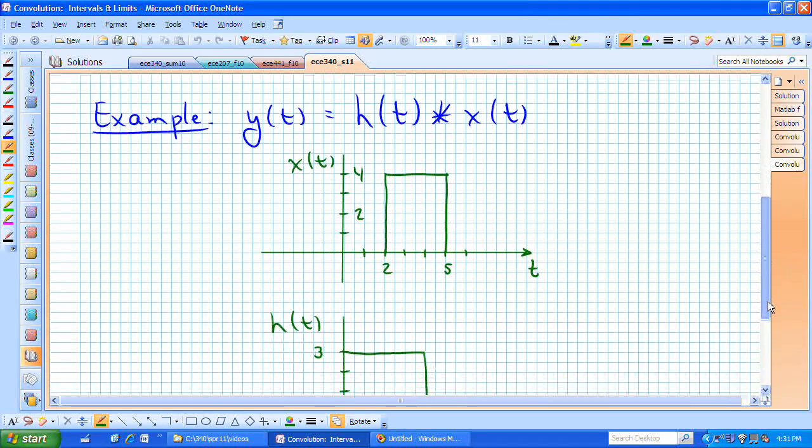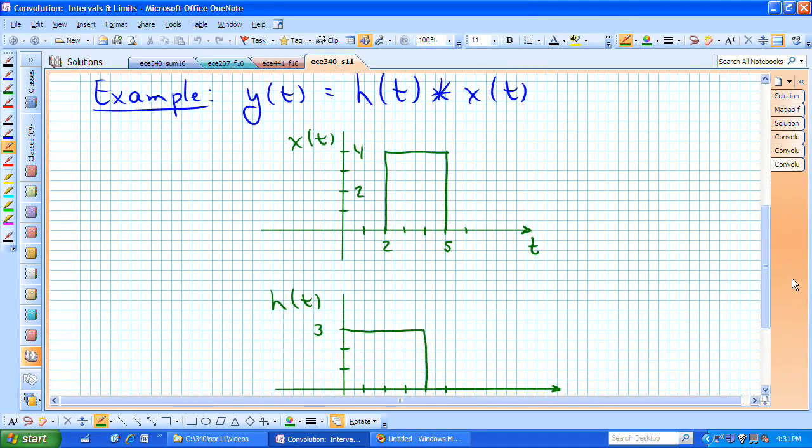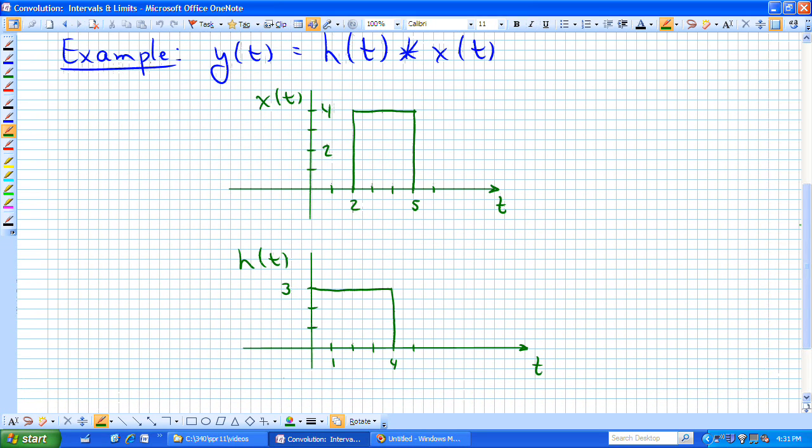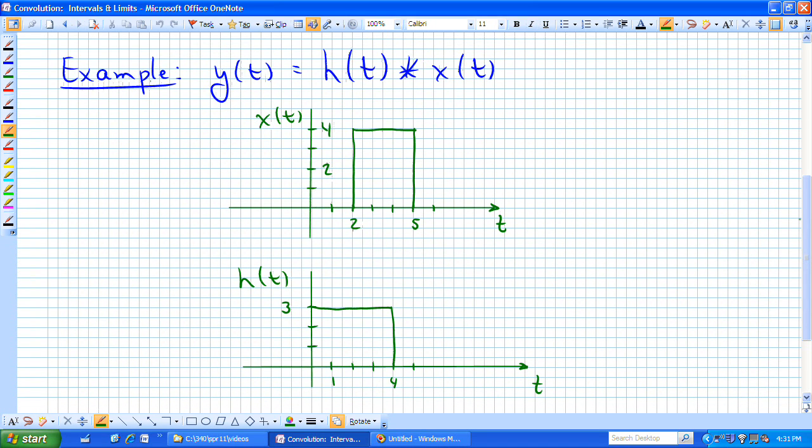Let's look at an example. Here's a particular set of functions. X of t, you could view that as the input. H of t would be the impulse response, which is a very hypothetical scenario, but we're now wanting to find y of t, and this funny looking star symbol is how we abbreviate this convolution integral and say x of t convolved with h of t will give us our output y of t.